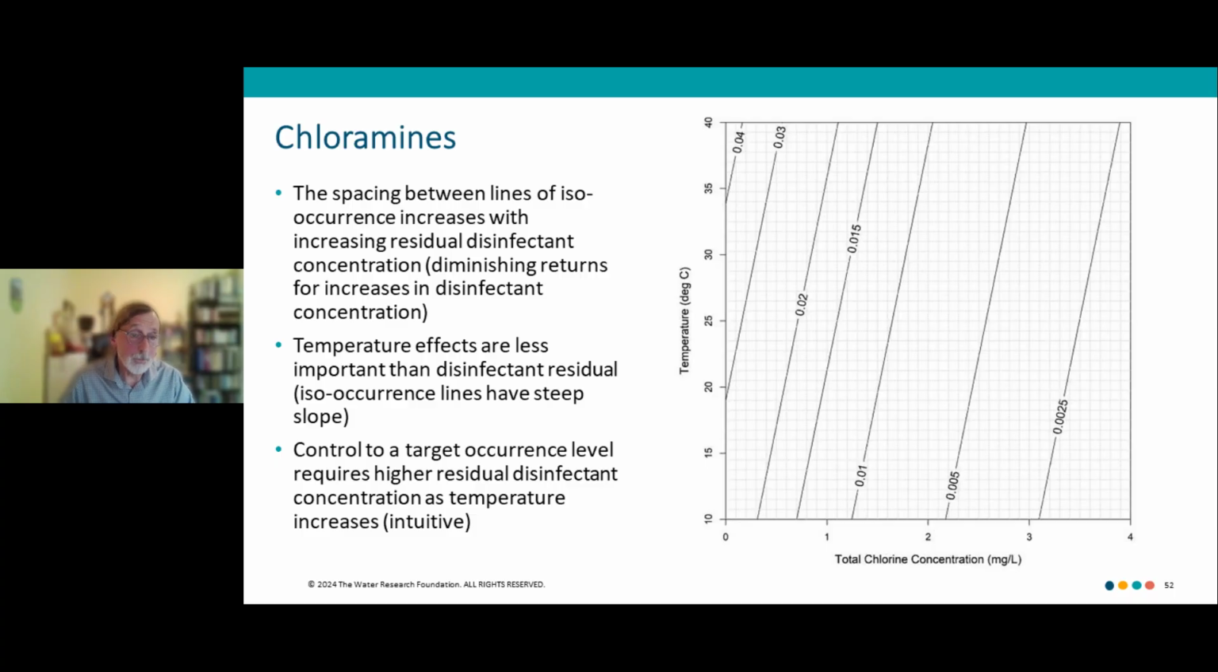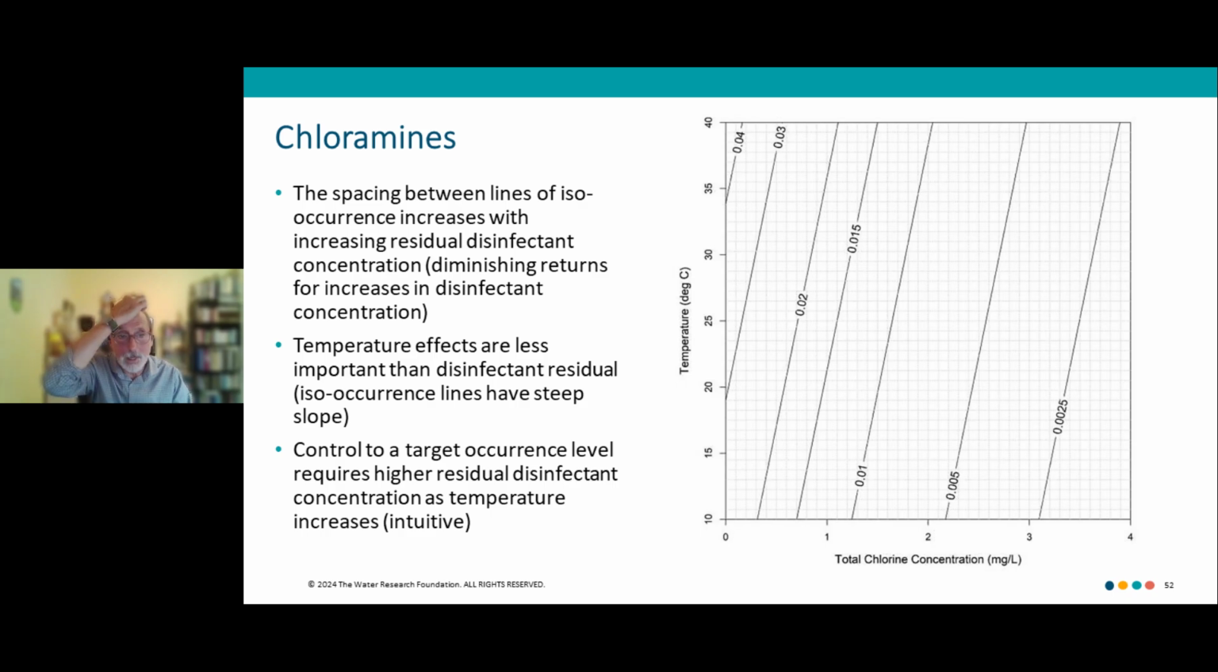Chloramines, we got a much prettier picture. So let's walk through the figure on the right-hand side. The x-axis is the total chlorine concentration, and the y-axis is the temperature. And so both the chlorine concentration and the temperature figured into the model. The lines show lines of iso proportion positive.